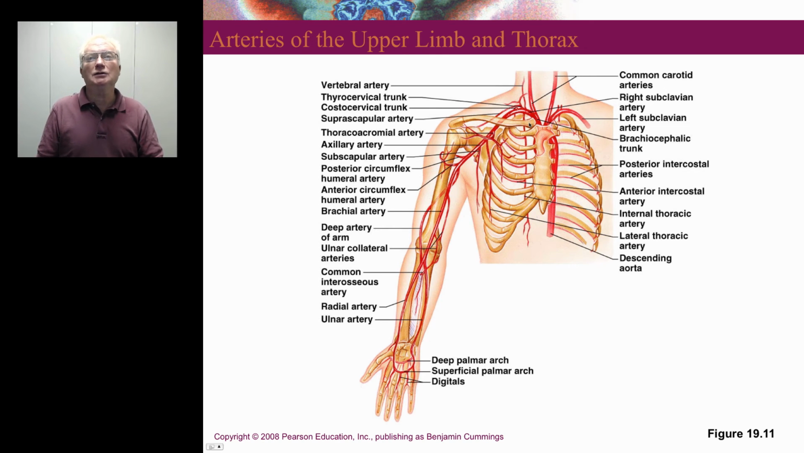Here in the thorax, we can track the arteries and the progression of names. The subclavian artery here in the chest becomes the axillary artery, which becomes the brachial artery, and then that branches into the deep artery of the arm, the ulnar collateral arteries, the common interosseous artery, and the radial artery, which you know from the radial pulse, and the ulnar artery on the medial aspect of the forearm. And then those become an anastomosing arch of redundant or duplicating vessels that supply the hand and the digits.